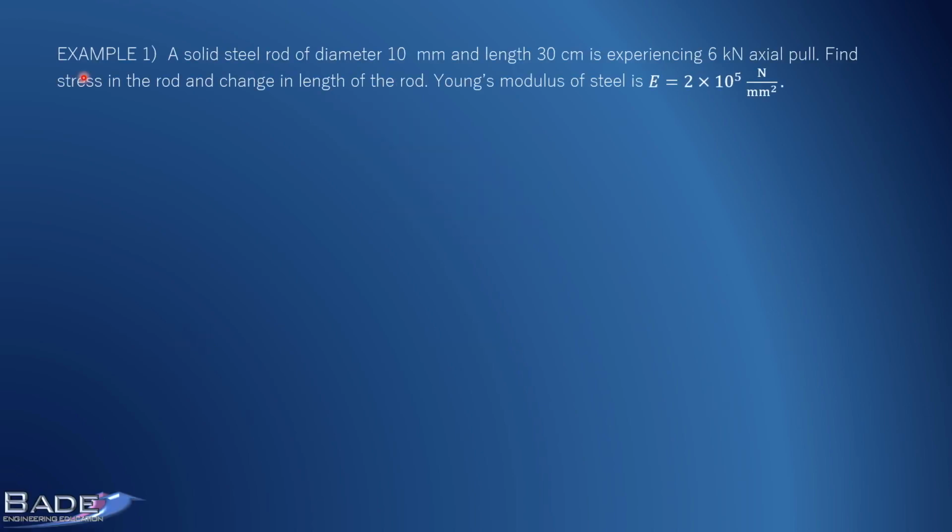Read this problem. A solid steel rod of diameter 10 mm and length 30 cm is experiencing 6 kN axial pull. Pull, that is tensile force it is. Find stress in the rod and change in length of the rod. Young's modulus of steel is 2 into 10 raised to 5 Newton per millimeter square. That is nothing but megapascal. Okay, let's proceed.